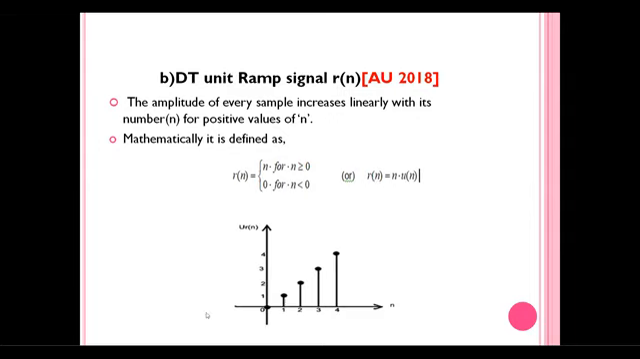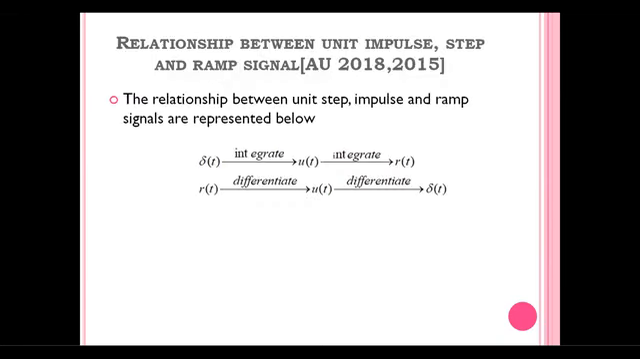Okay, so this is the graphical representation of the ramp. This is a discrete time signal. What is discrete? The signal has amplitude at particular instants of time. Whenever n equal to 0, the amplitude is 0. When n equal to 1, the amplitude is 1. When n equal to 2, the amplitude is 2. When n equal to 3, the amplitude is 3, and so on. So this is said to be the discrete time unit ramp signal. This is the third type of signal. Now we have discussed the 3 standard signals: unit step, unit impulse, and unit ramp.